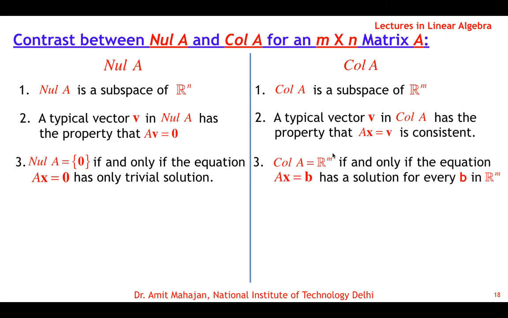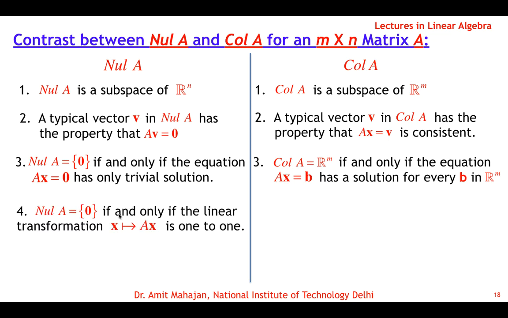Column space A will be equal to the codomain, okay, if and only if the system Ax equal to B is consistent for every B in R^m. Okay, so if for every B in R^m, Ax equals B is consistent, then every vector B will be in column space A. Okay, so every vector of R^m will be in column space A, meaning these two are equal.